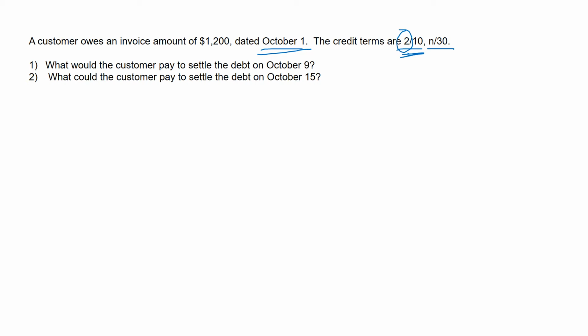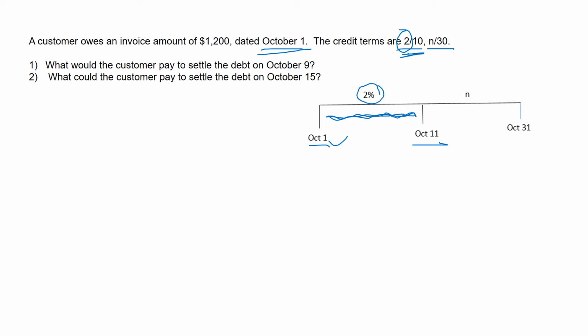So this is the timeline here. October 1st, and 10 days starting from October 1st is October 11th, right? So anything between this time period is eligible for the 2% cash discount. Now starting from October 11th, 20 more days, right?